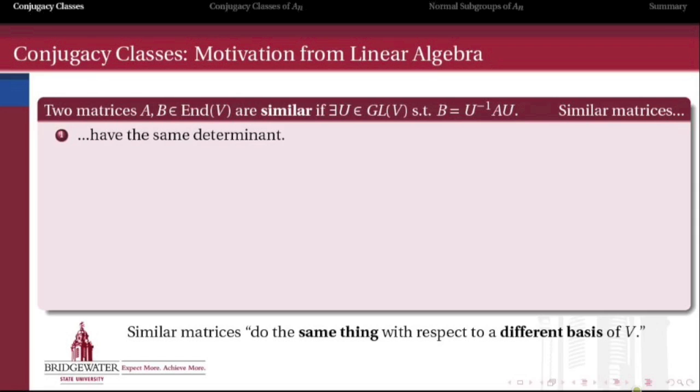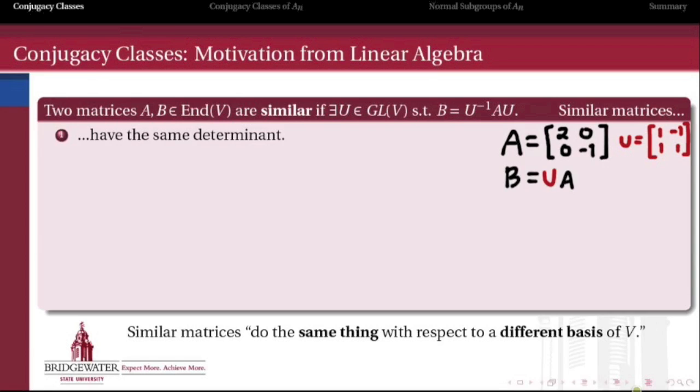Now, we care about similarity in linear algebra because two matrices that are similar have a lot of properties in common. Specifically, we can start by noting right away that two similar matrices are going to definitely have the same determinant. So here's an example. Let's take A to be the matrix 2, 0, 0, minus 1. And then I'm going to pick the invertible matrix U to be 1, minus 1, 1, 1. And when I conjugate A by U, I get the matrix B: 1 half, negative 3 halves, negative 3 halves, 1 half. So here are two matrices A and B.